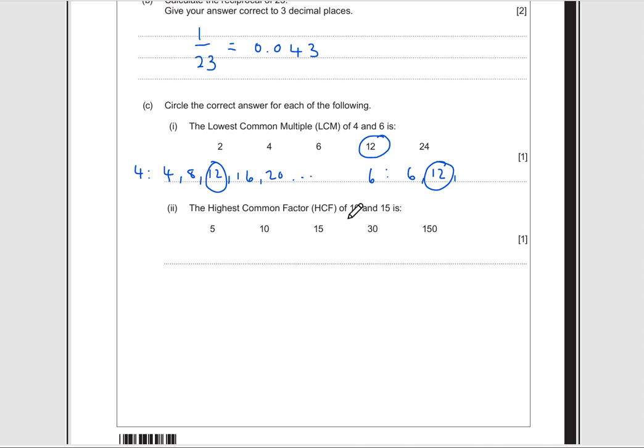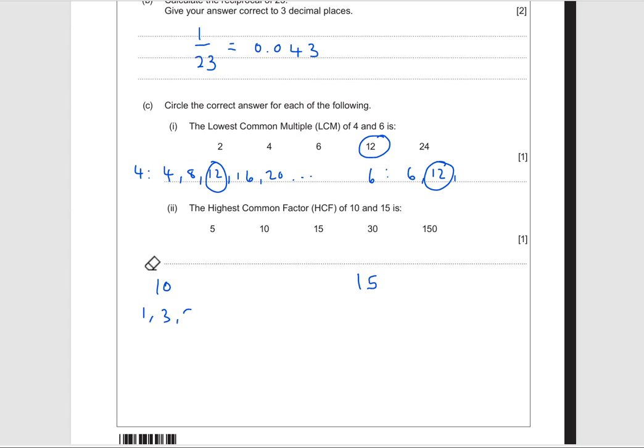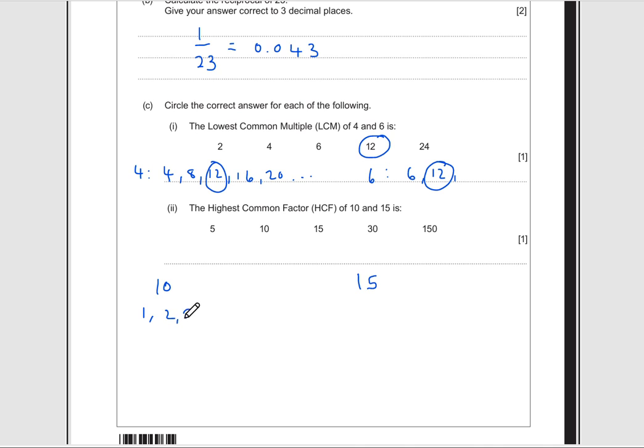The highest common factor of 10 and 15. So let's think about factors of 10 and factors of 15. So 10, we're going to have 1, 2, 5, and 10. And 15 is going to be 1, 3, 5, and 15. Okay, so let's have a look. What's the highest number that's included in both these lists? So it's going to be 5.